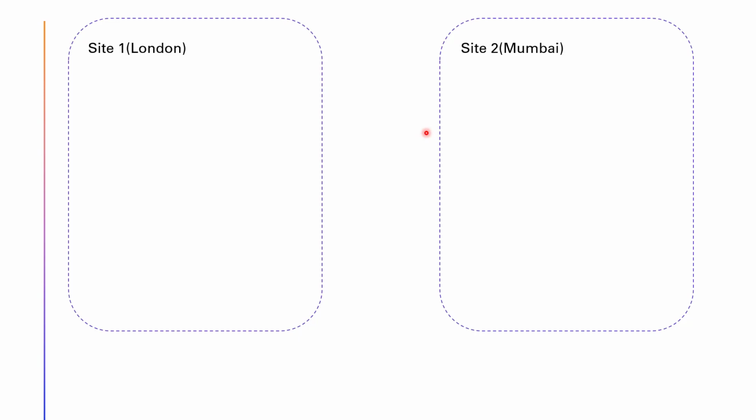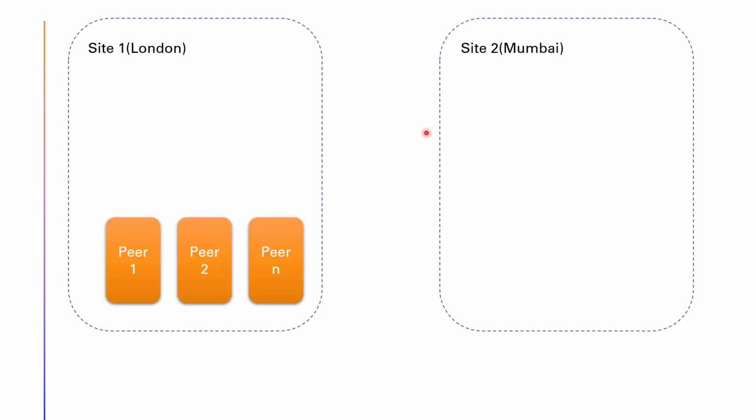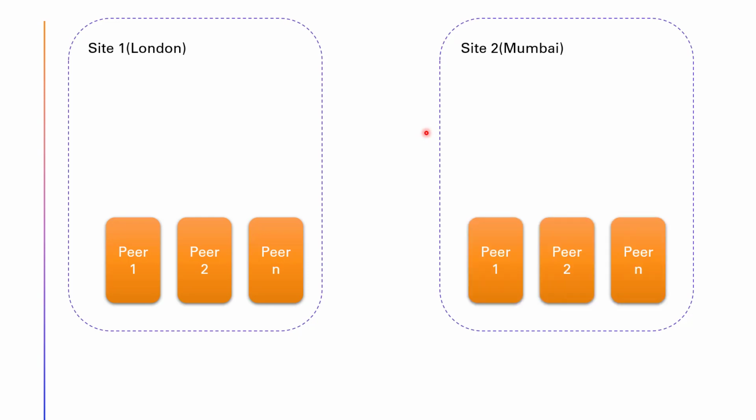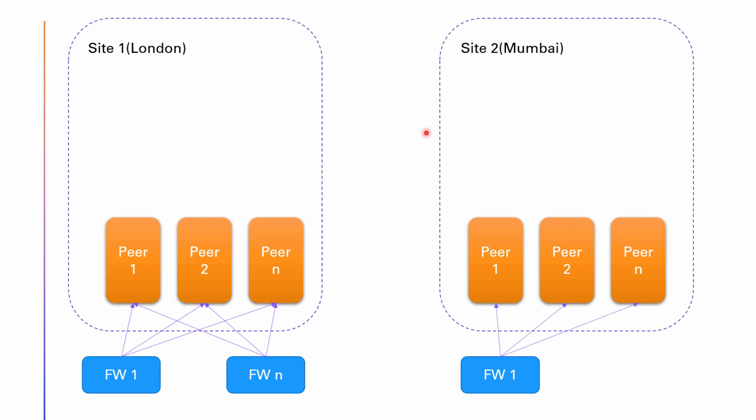Each site will have its corresponding peers. Let's say there are n number of peers or indexers over here. Whenever we talk about multi-site clustering, we talk about indexer clustering only. Site 1 has its own set of peers, site 2 has its own set of peers as well, and there will be forwarders sending data to these peers. There is no change in that part. Indexers receive data from their corresponding forwarders, or heavy forwarders.